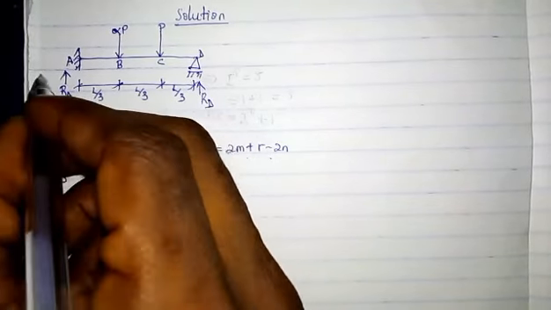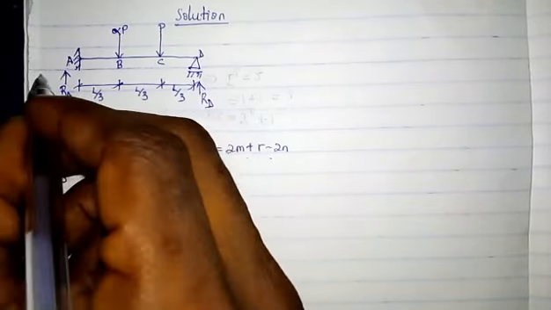At support D, there is only the vertical reaction. Now let's count the number of reactions. I said you ignore the horizontal. Let's count 1, 2, and 3. So we have 3 reactions, ignoring the horizontal reaction.